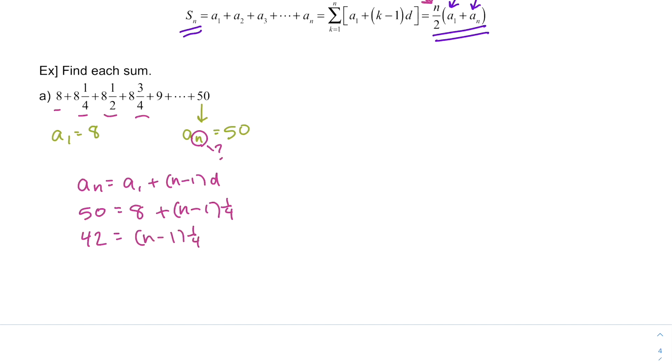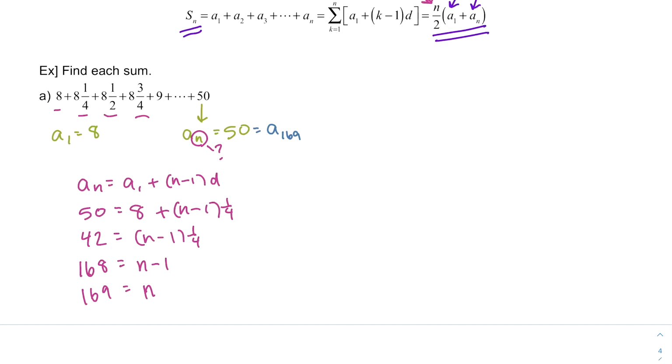I'm going to go ahead and multiply by 4 to get rid of this fraction. So this will be 168. And lastly, add 1. So what this has told me is, oops, I meant to write n. There we go. So what this has told me is that 50 is actually the 169th term of this sequence.